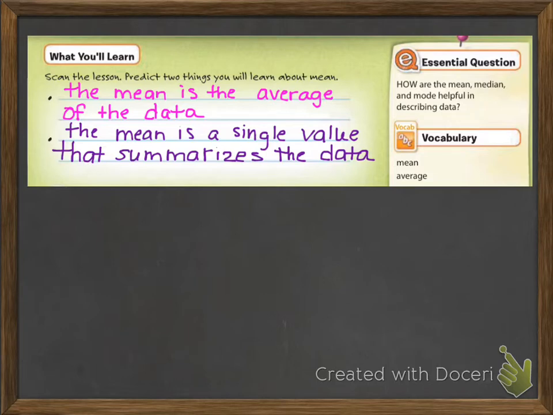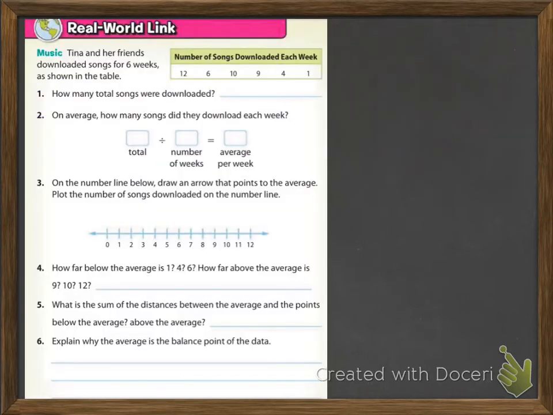And the essential question that we're working on here is how are the mean, median, and mode helpful in describing data? So the entire purpose of this section is so that we can take information or data, those the numbers, and we can represent them in different ways and figure out which way is the best way to represent the numbers.